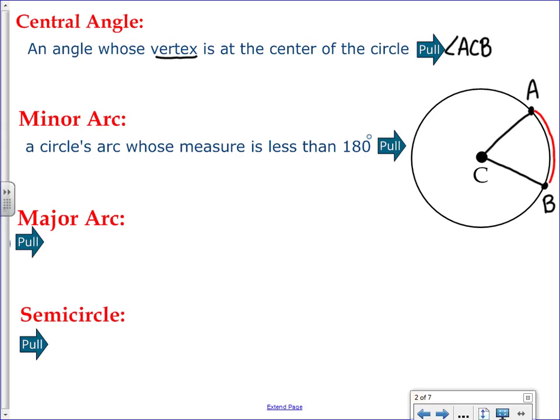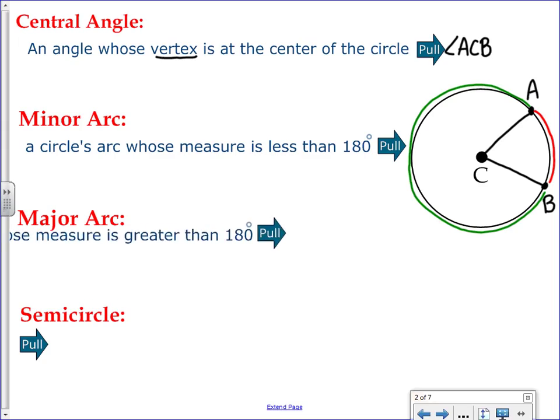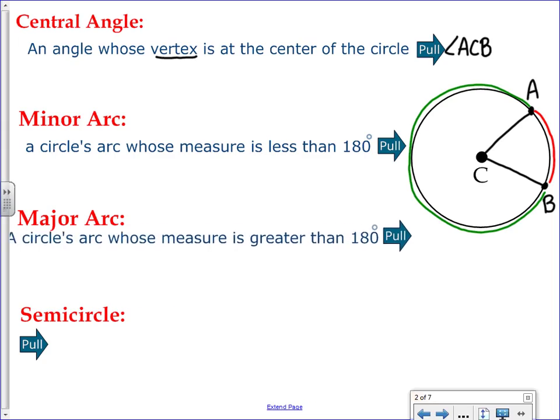So since you have a minor arc, the other side is known as the major arc. So I'm going to color this in green. You can visually see that the rest of the circle is a curve that is very large, wrapping from A all the way to B on the left-hand side. So the definition for major arc is a circle's arc whose measure is greater than 180 degrees.